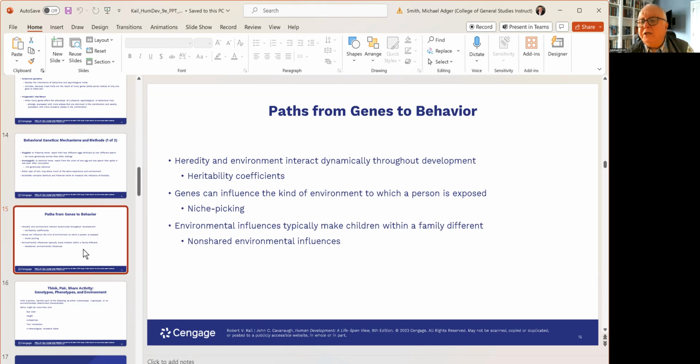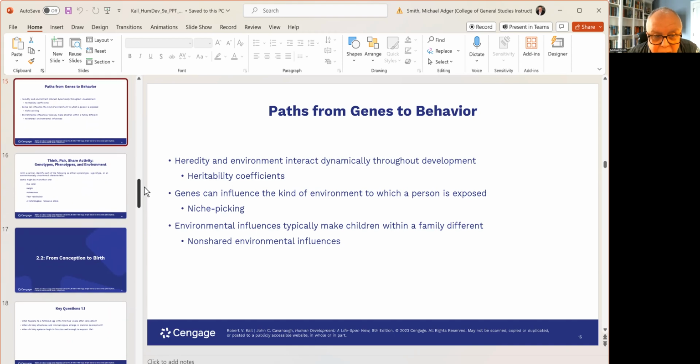So how do we get from genes to behavior? That's what we want to talk about in a lifespan course. Heredity and environment will interact very dynamically through development. You'll have heritability coefficients that get shared. Genes can influence the kind of environment to which a person is exposed. And then environmental influences typically make children within a family different. So they may share the same environment and come out with different results. And then you have non-shared environmental influences. All these things go into making a child into the person that it becomes.